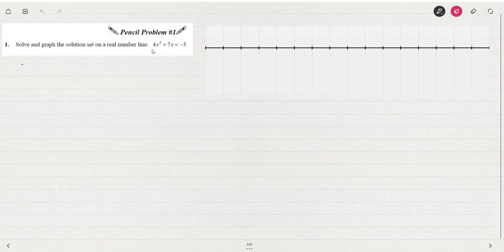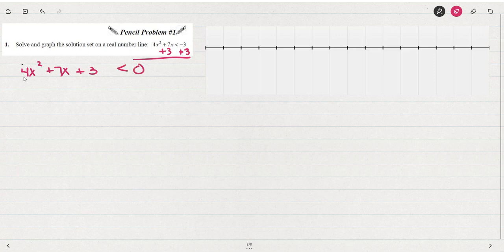Here's how you solve a polynomial inequality. The first step is to set this to 0. You see that we have a minus 3 here, so we're going to add 3 to both sides so that we can set this to 0. That would give us 4x squared plus 7x plus 3 is less than 0.